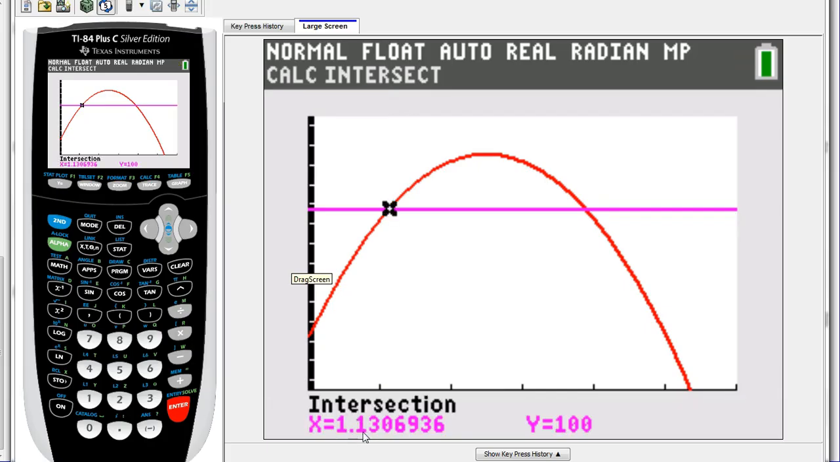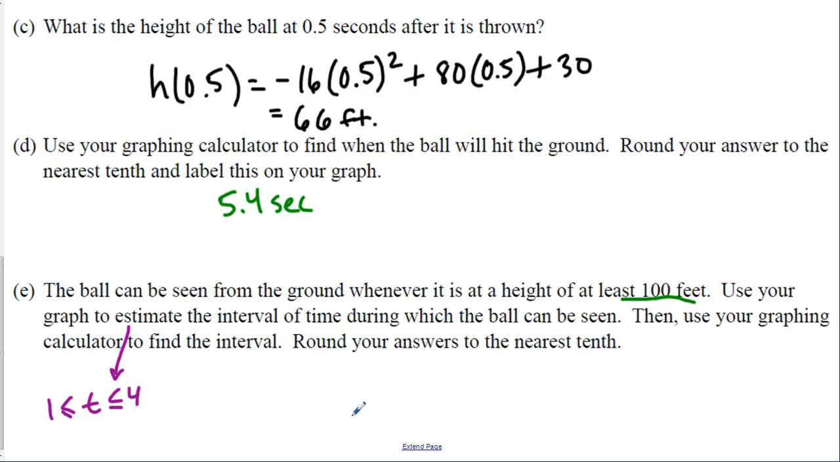And it was close. It was 1.13 seconds. I'll write that down on my paper. It says round to the tenth, so I'll do that. All right, so that's from the calculator.